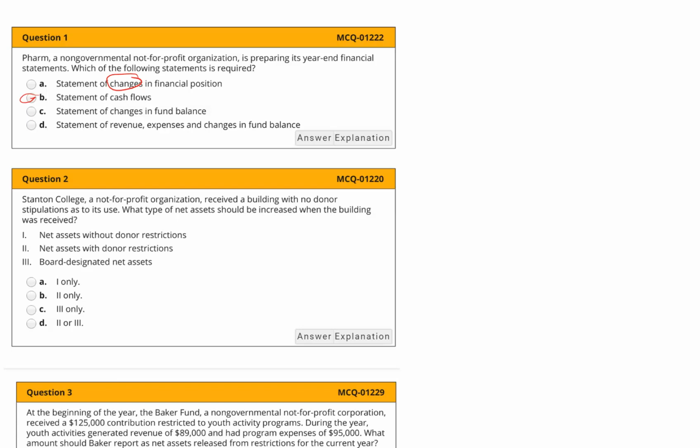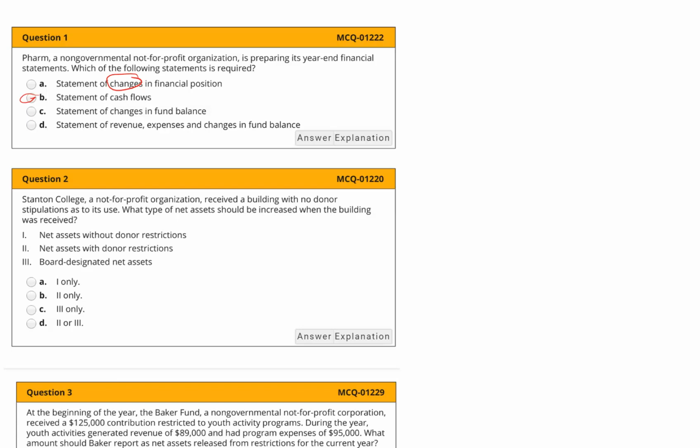Statement of changes in fund balance. Remember, not-for-profits do not follow fund accounting anymore, and they don't prepare any statement related to fund balances or changes in fund balances. Last one, statement of revenues, expenses, and changes in fund balances. This is also not true. They prepare a statement of activities to show their revenues and expenses. So the correct answer is B.